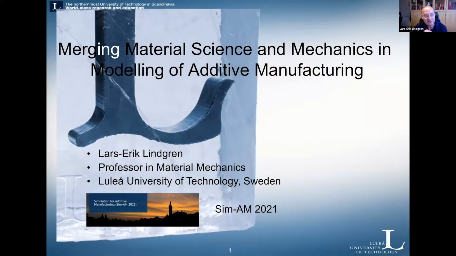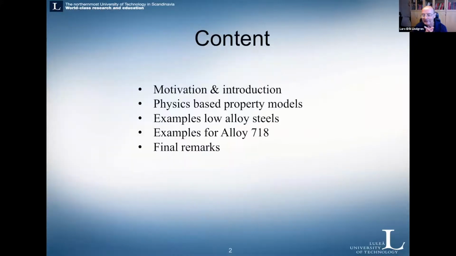As you see, the title of my talk is about material science and mechanical. I will, first of all, motivate why I give this talk and give some introduction and talk about physics-based property models and give some examples for low alloy steel and a little bit more about our work for alloy 718. And then, of course, give some final remarks, so a typical outline of a talk.